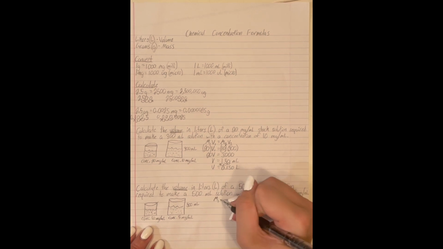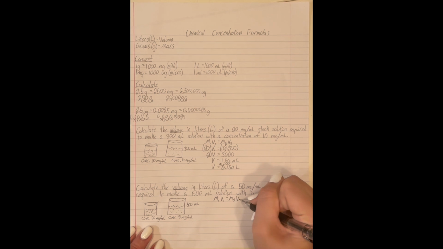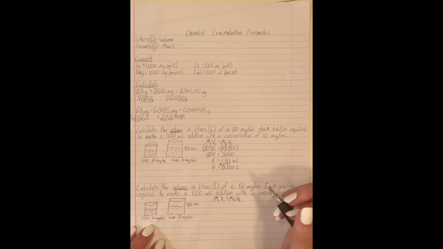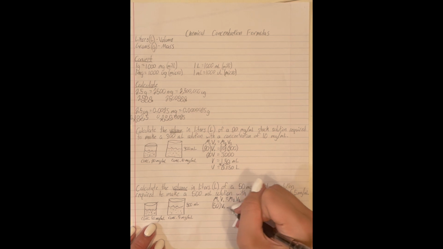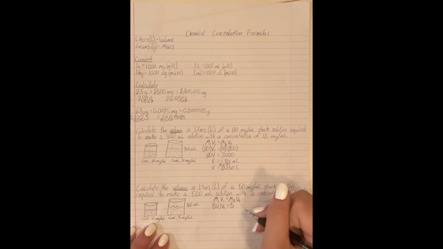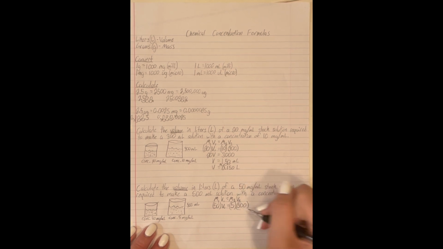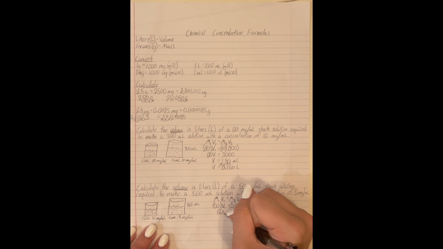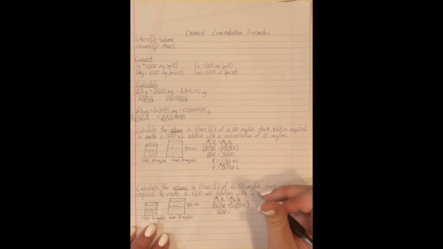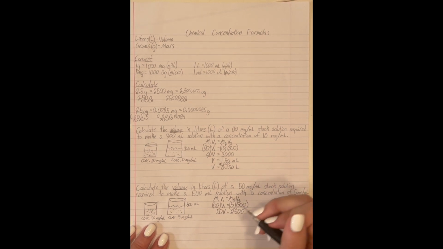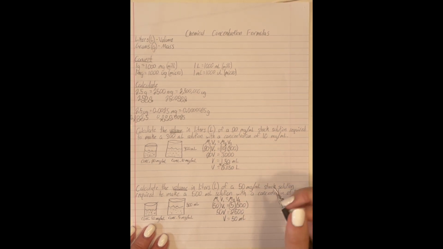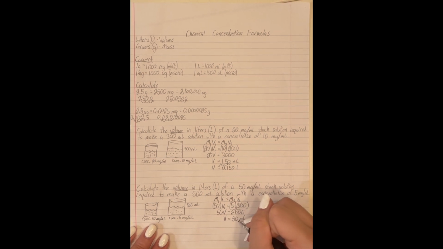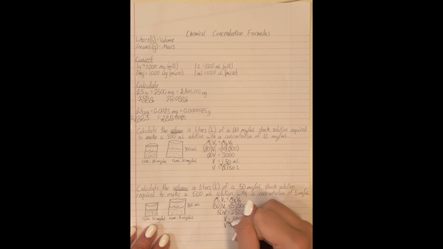So we use the same equation, M1 V1 equals M2 V2, and plug in the numbers. The concentration of the first one is 50, and we don't know the volume. And the concentration of the second one is 5, and we want the volume to be 500. 50V equals 5 times 500, which is 2,500. Then divide by 50, and V equals 50 milliliters. But we want it in liters, so again, we move the decimal over 3 places, and we get 0.050 liters.